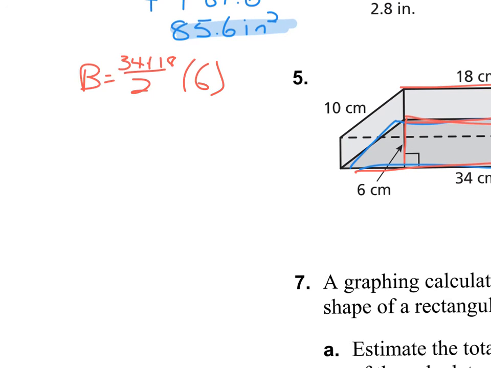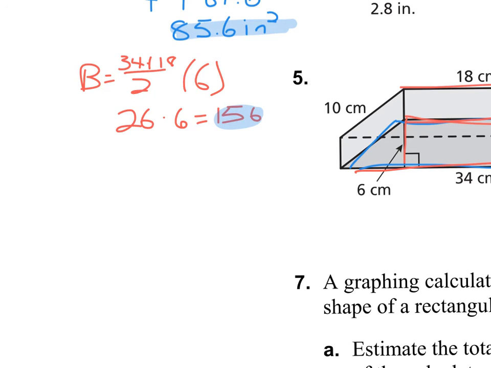34 plus 18 is 52. 52 divided by 2 is 26. 26 times 6 is 156. So my area of the base is 156 right here.